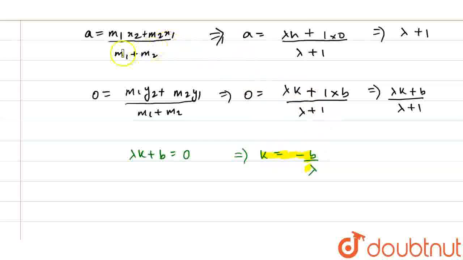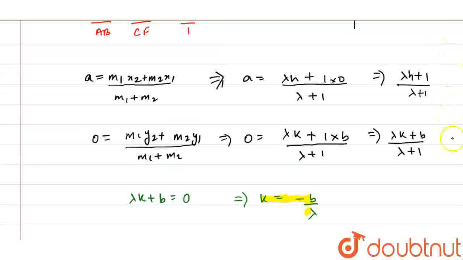Now according to this, a is equal to lambda h plus 1 multiplied by 0, divided by lambda plus 1. This is the value of a that we get above, because this is lambda h and 1 multiplied by 0 is 0, so it is not 1. We get this value, lambda h.